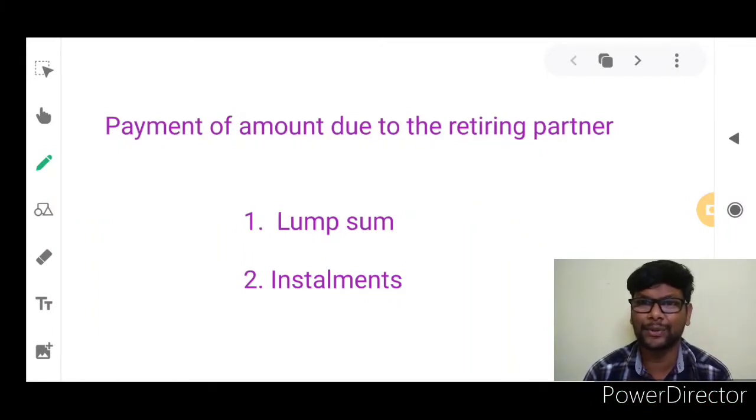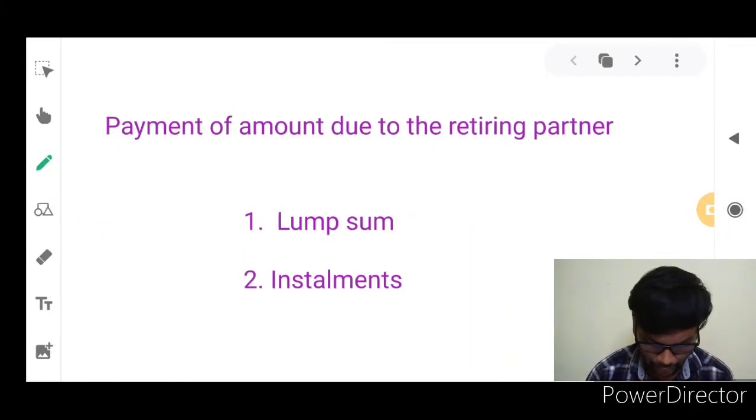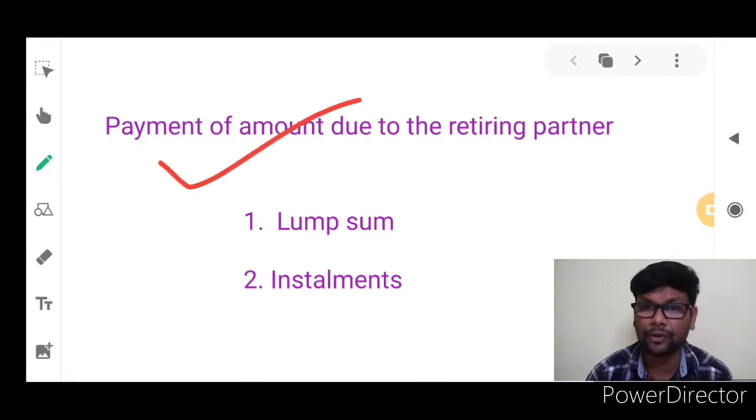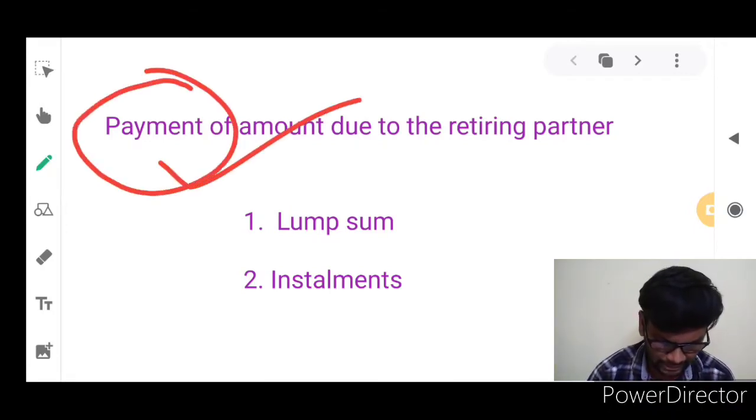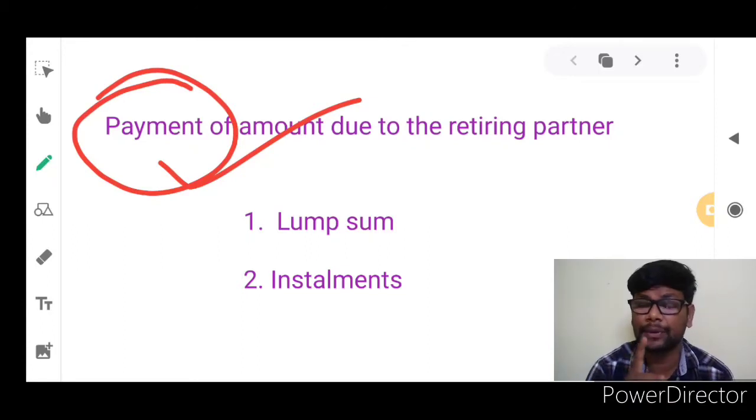With the help of this video, you are going to learn about payment of amount due to the retiring partner. In our previous video, we discussed very clearly the computation of amount due to the retiring partner. So now the firm is going to pay the retiring partner, whether on a lump sum or installment basis.